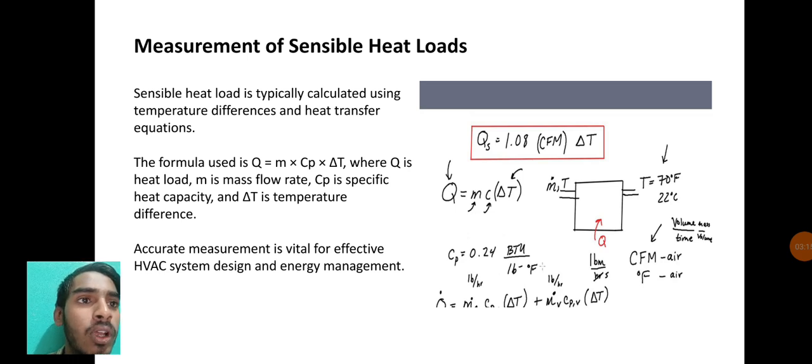Q = 1.08 × CFM × ΔT. Q = m Cp ΔT. For air, m Cp = 0.24, and with CFM in air at degrees Fahrenheit. m = m0, then Q = m Cp ΔT plus m0 Cp ΔT for the ventilation air.